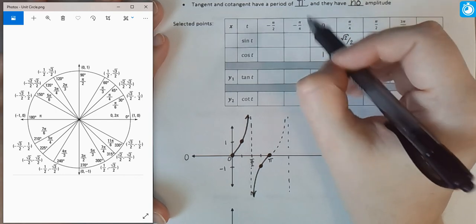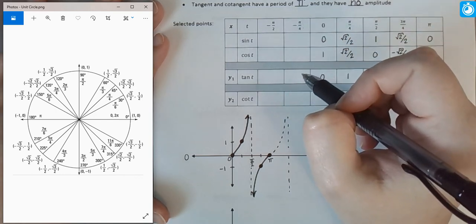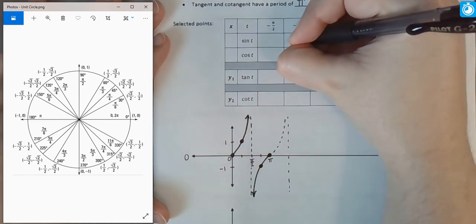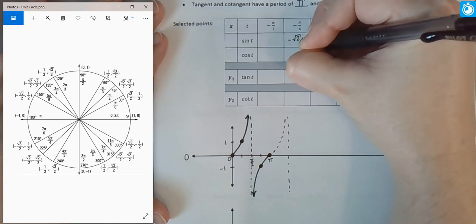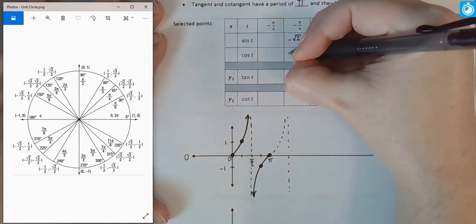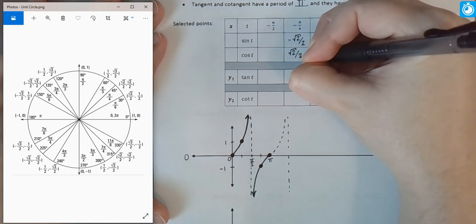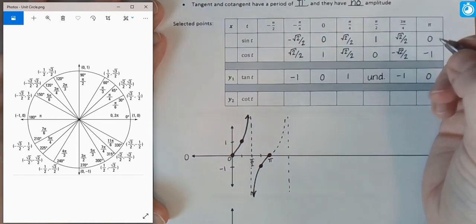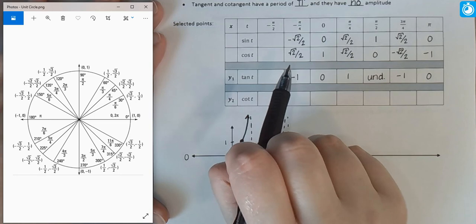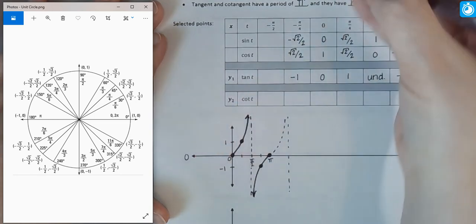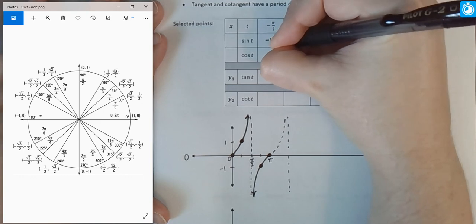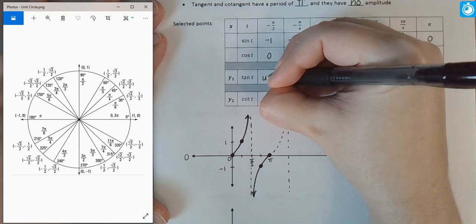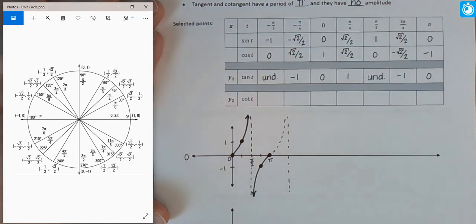So negative pi over 4, remember that's going to be coterminal with 7 pi over 4. Our sine, our y-coordinate, is going to be negative root 2 over 2. And then our cosine, our x-coordinate, is going to be positive root 2 over 2. We take that ratio, sine over cosine, it's going to give us a -1. And then at negative pi over 2, which is coterminal to 3 pi over 2, our sine, our y-coordinate, is going to be -1, and our x-coordinate is going to be 0. So we end up with another location where the function is undefined.